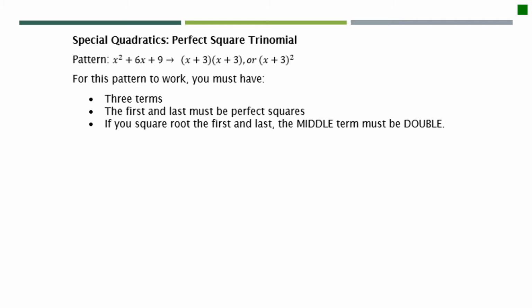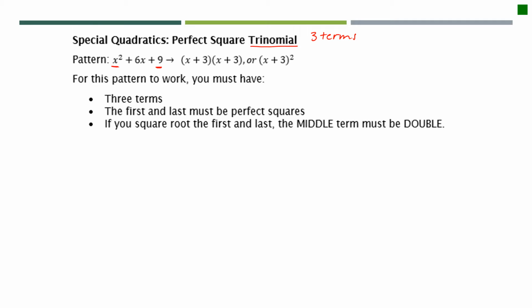The next type of special quadratic is called a perfect square trinomial. It is a trinomial, as it says right here, so that means it has three terms. And the way that you'll know that it's a perfect square trinomial mostly is by looking at the first and the last term of the trinomial. If they are both perfect squares, it is most likely a perfect square trinomial. It's not a guarantee. There's something you're going to have to check. But most likely it is a perfect square trinomial.